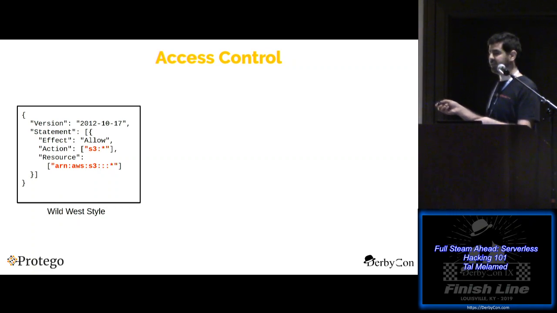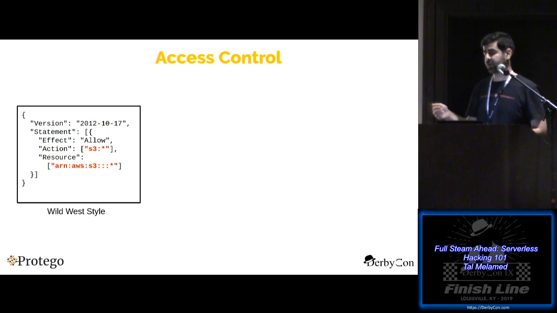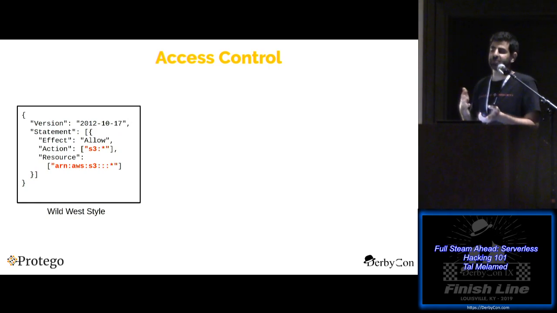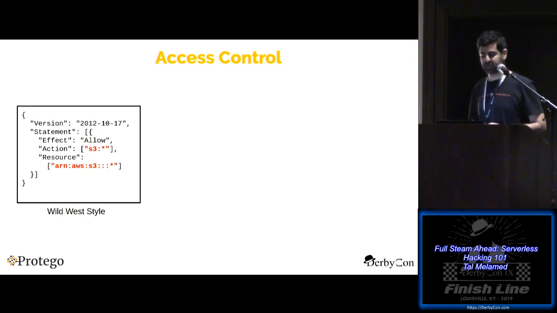So this is how in AWS you define permissions. This is an example of permissions for S3 buckets, cloud storage. This is very common. There were in the news lately many attacks or breaches that occurred due to that specific permission. So with S3, we have two things here: the action and the resource.